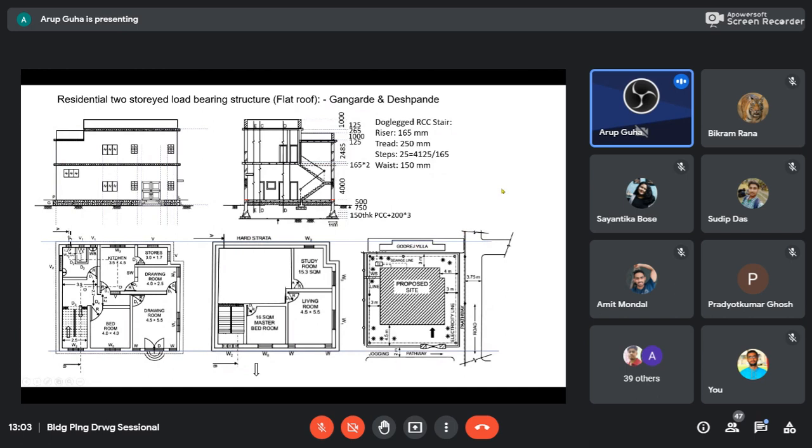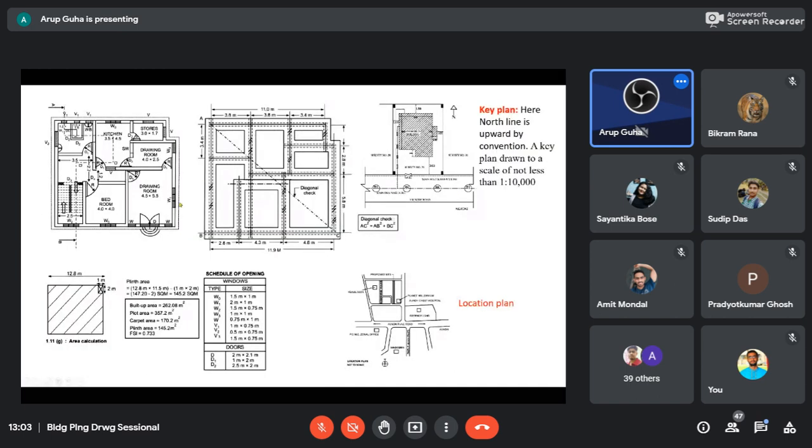Any queries for this? So I take no. This is that trench plan I showed you. Another plan. This is your door window schedule that I have shown you in that earlier slide. So, go ahead.